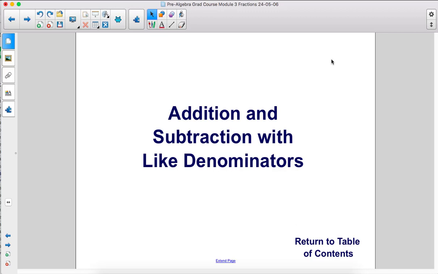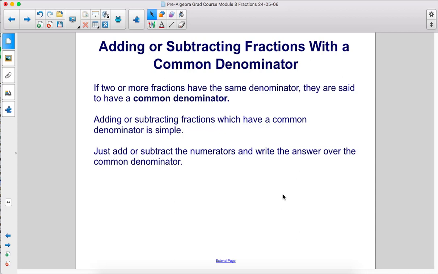Addition and subtraction with like denominators. If two or more fractions have the same denominator, they are said to have a common denominator. Adding or subtracting fractions which have a common denominator is simple. Just add or subtract the numerators and write the answer over the common denominator.